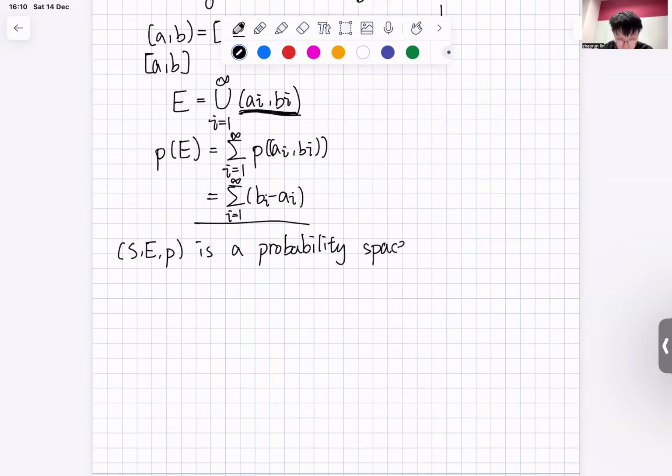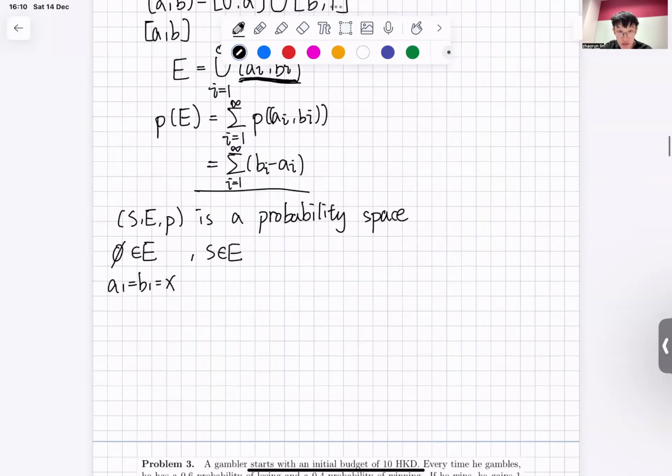We want to show that the empty set is in E and S is in E. This is easy to see, right? For the empty set, we take any A1 equals B1 equals X. This is a singleton event and is the empty set.